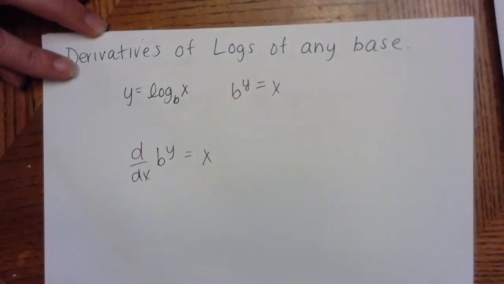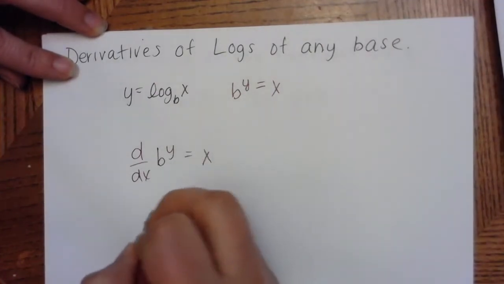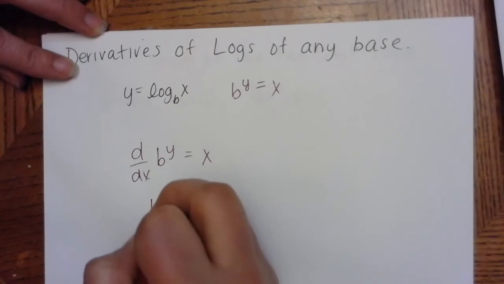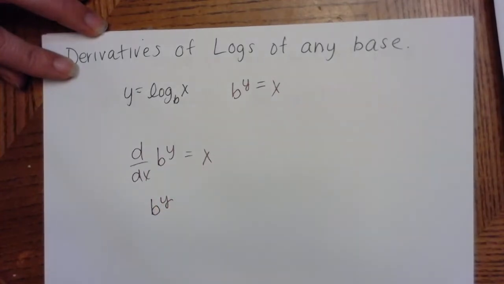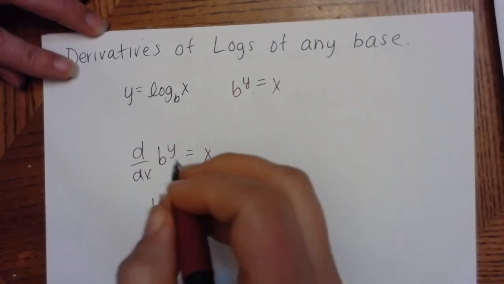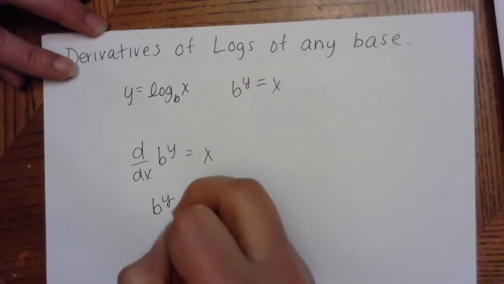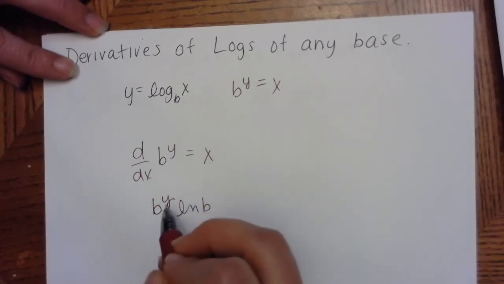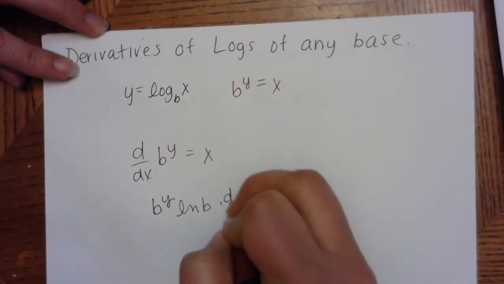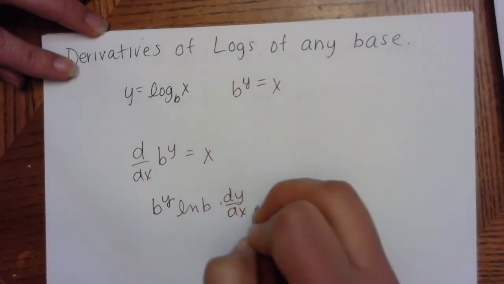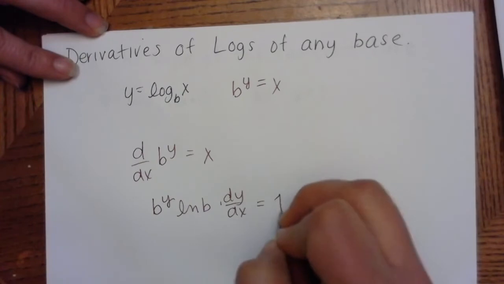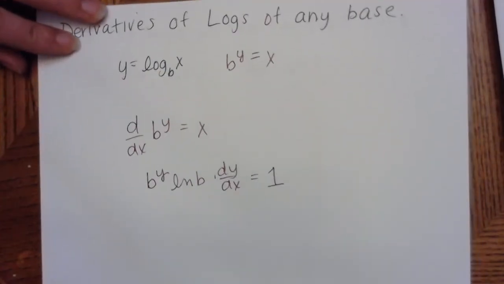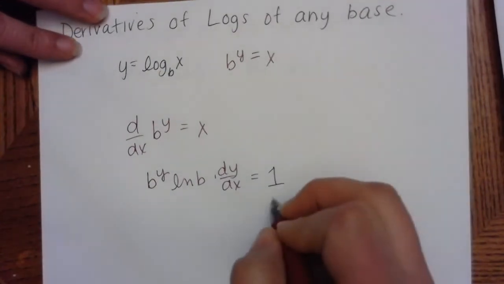Okay, so I'm going to do the derivative of both sides. And on this side, I'm going to have b to the y, right? Because the exponential function is always itself. And then also times ln b, right? Because it's the natural log of the base. And then I took the derivative of y, so now I need to tack on dy dx. And then on this side, the derivative of x is just 1.